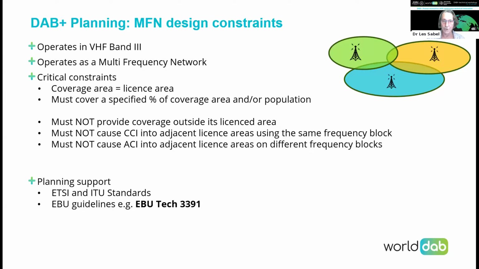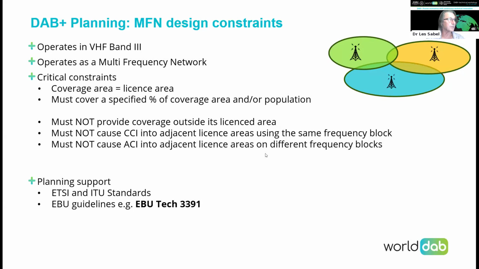It must not cause co-channel interference, CCI, into adjacent license areas using the same frequency block. So in that previous picture, the ones with the same colors. And it must not cause adjacent channel interference into adjacent license areas on different frequency blocks, with their N-1, plus or minus 1, plus or minus 2, and so forth. So we've got two different constraints there. Now, we have lots of planning support through ETSI and ITU standards, but I will also bring your attention to the EBU guidelines, EBU Tech 3391, which is commonly used as the baseline standard.